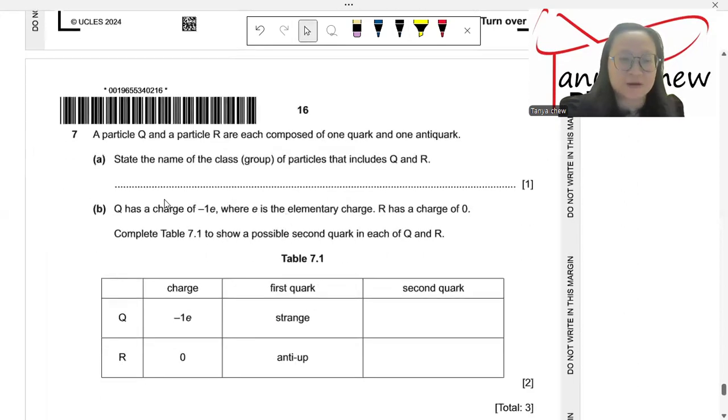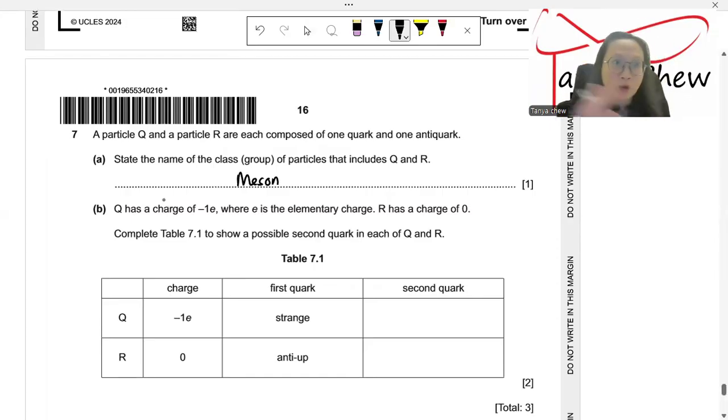Number 7, particles Q and R are each composed of one quark and one anti-quark. A, state the name of the class group of particles that includes Q and R. I call it a meson. One quark, one anti-quark. B, Q has a charge of negative 1e, where e is the elementary charge. R has a charge of 0. Complete table 7.1 to show a possible second quark in each of Q and R.